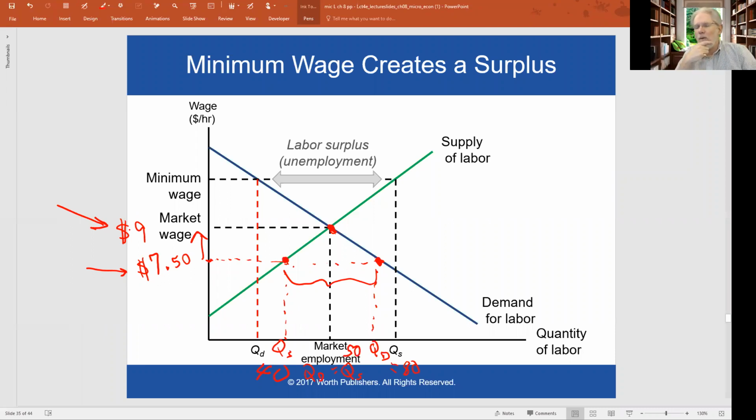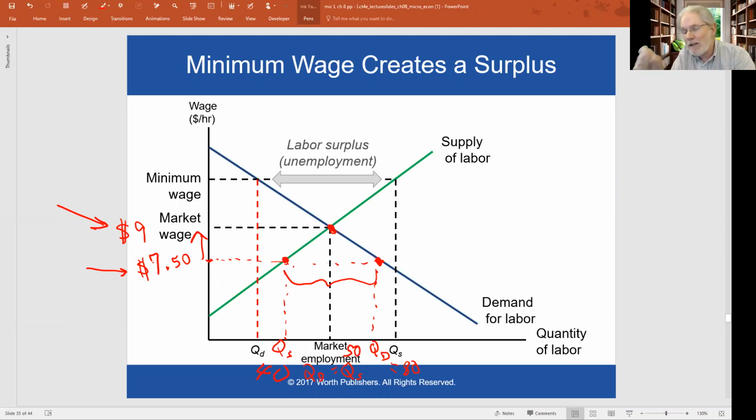Now you might think, well, if the minimum wage is set at $7.50, why would they pay more than that? And the answer is simple. Employers like their workers and they want to help them out, right? No. Employers may like their workers, they may want to help them out, but that is not the reason they're going to pay more than $7.50. They're going to pay more than $7.50 because if they only pay $7.50, they're not getting the workers that they want. They're not getting enough workers.